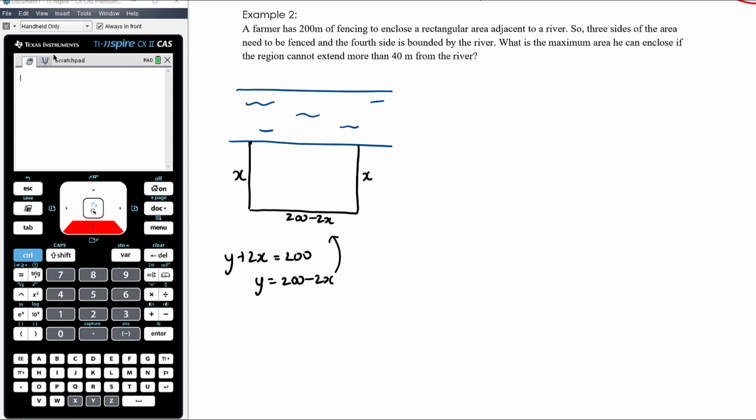Okay, so we also know though that we've got a restriction here that we haven't had in these examples in the past. The region cannot extend more than 40 metres from the river. So we know that x, obviously it has to be positive, but it also can't be bigger than 40. So we've now got a domain that we need to be a bit careful about. Okay, so we're trying to maximise area, so we want an equation for area. So we know that area is going to be x times y, which is x times 200 minus 2x.